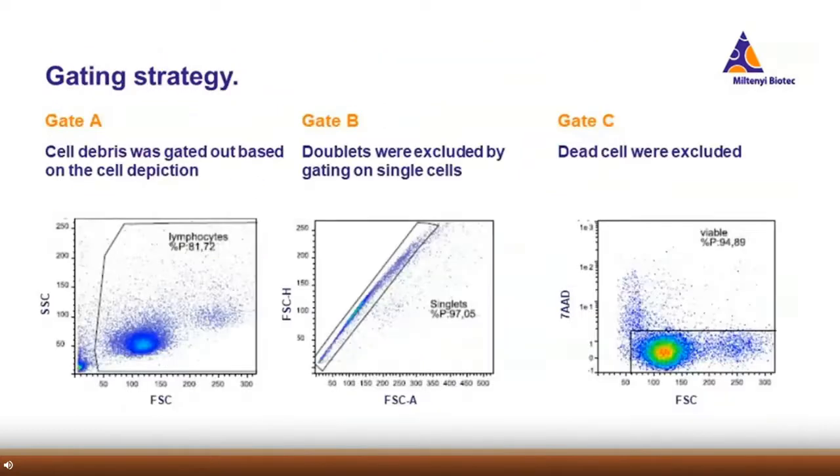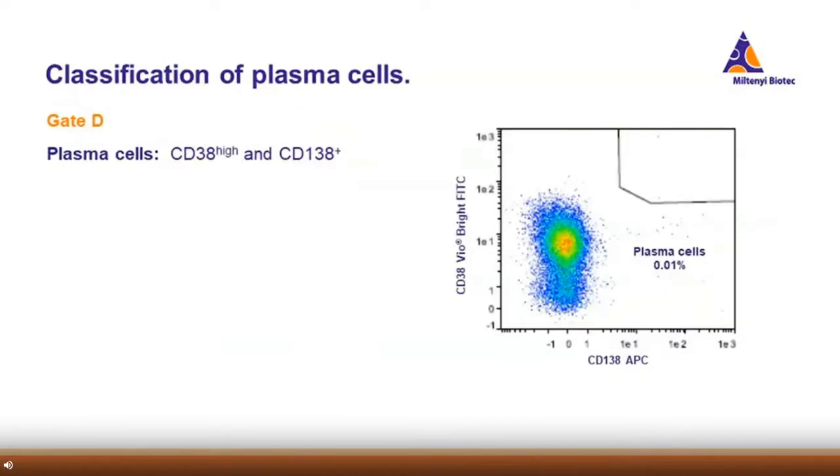Now I am going to show you how this actually looks. We started with this multi-step gating strategy. Of course, first cell debris, doublets, and dead cells were excluded. That is always the first 3 steps. Then in the next step, we already gated for the plasma cells. This is the gate up here, which is CD38 high and CD138 positive.